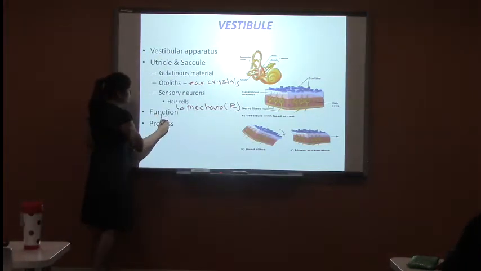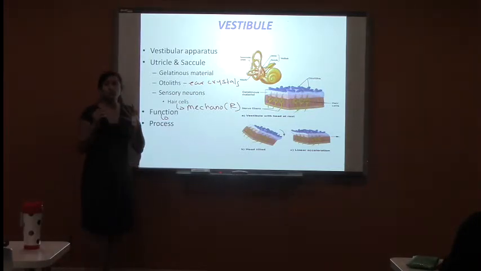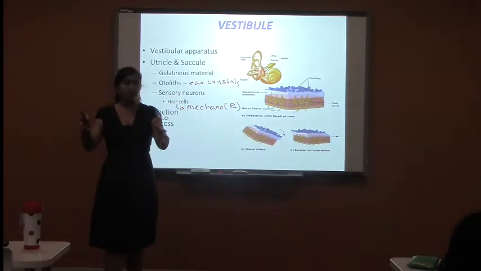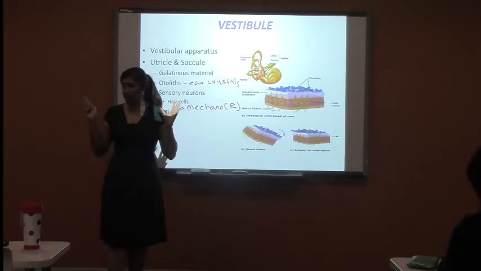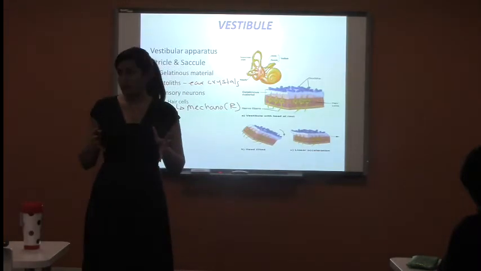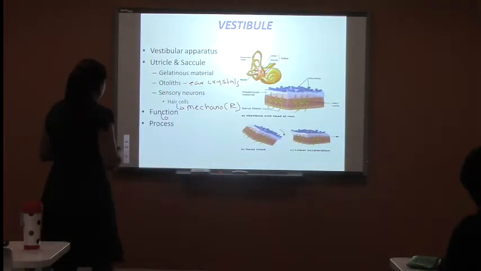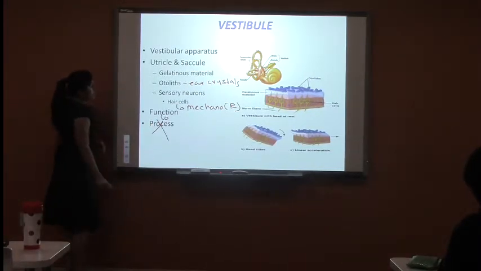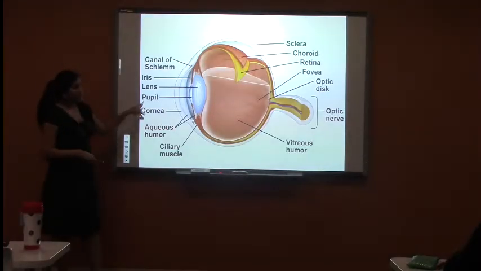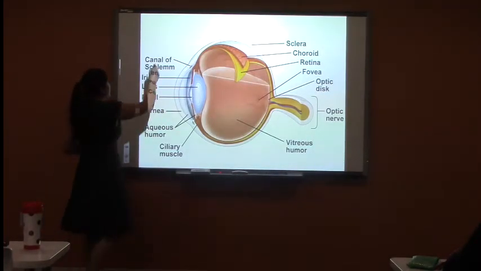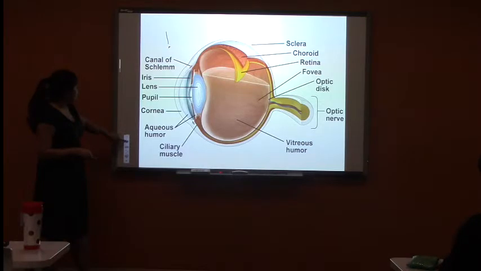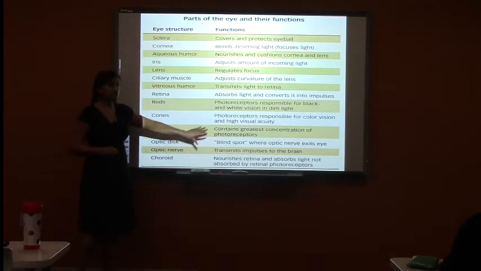Function of the vestibule is to pick up linear acceleration. You're on a roller coaster, you're moving forward, you're moving backward. That's linear acceleration. You still have to maintain your balance. So the vestibule is for linear acceleration. You don't need to know the process. Does that make sense? Make sure you're able to know the slide. Make sure you're able to identify all of these structures. And on the next one, all of these structures have functions. Make sure you know these functions.